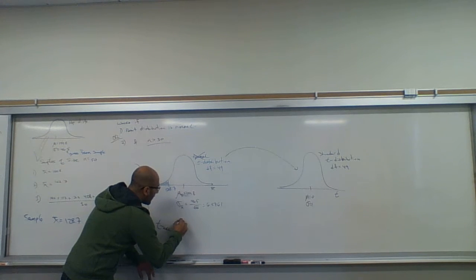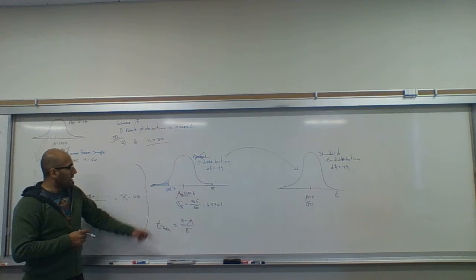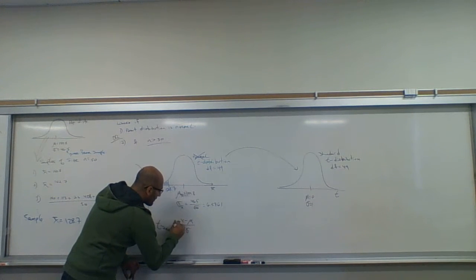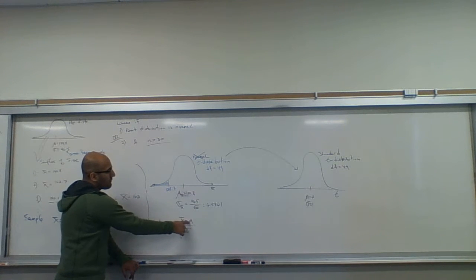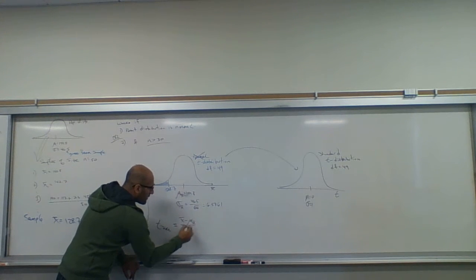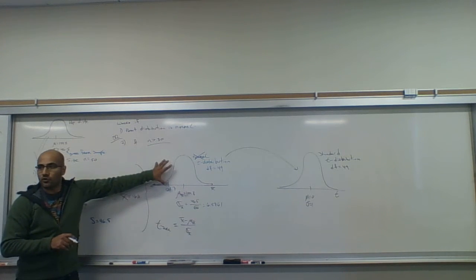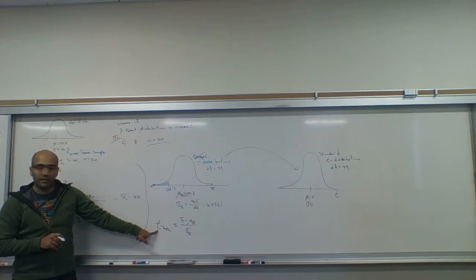It's going to be x minus the mean divided by sigma, right? But in this case, we don't have an x, we have an x bar. And then we don't have a mu, we have a mu sub x bar. And then we have a sigma sub x bar, right? Because we're working with this distribution right here. And that'll give us the t-score that we need.